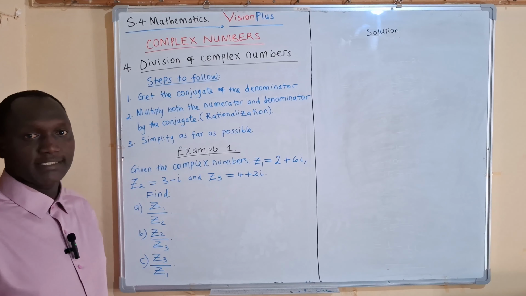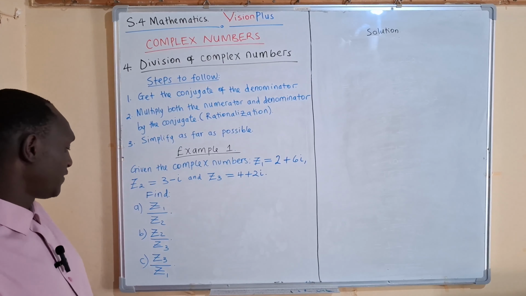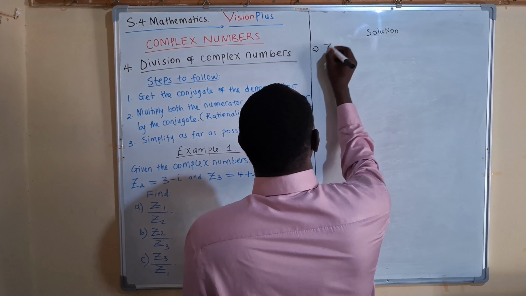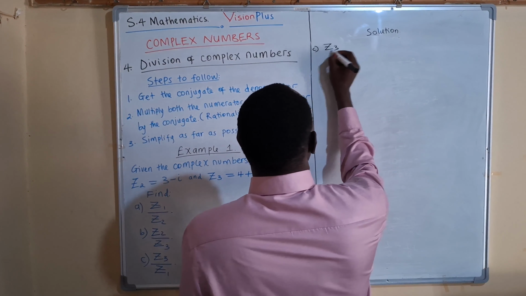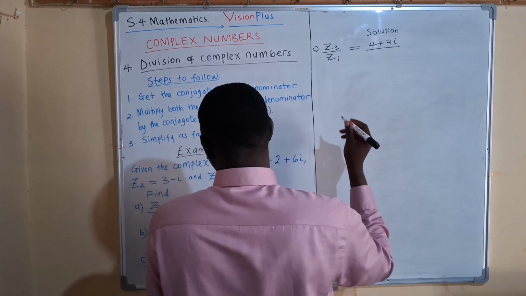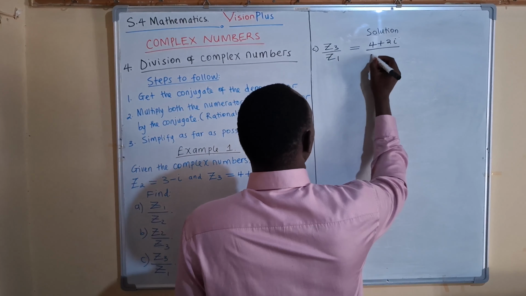And now going to part C, which is Z3 divided by Z1. Part C, Z3 divided by Z1 equals, let's substitute, 4 plus 2i divided by Z1, which is 2 plus 6i.